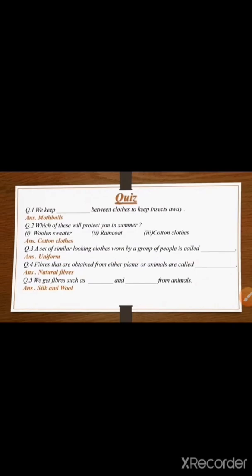Now question number 4. Fibers that are obtained from either plants or animals are called natural fibers. Now, last question. We get fibers such as silk and wool from animals. Now check your answers and give yourselves marks. Write how many answers are correct.